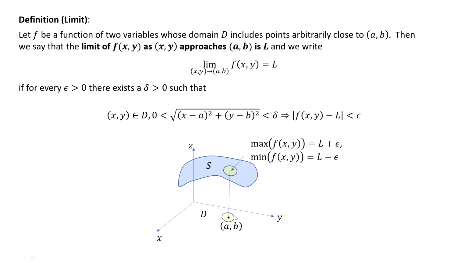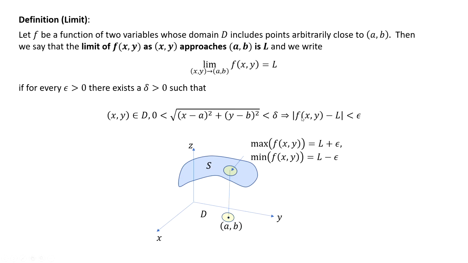Then what must happen is, for every point in this circle, if we look at what f of x y is, the maximum value of f of x y there must be L plus epsilon, and the minimum value must be L minus epsilon. Okay, two things. Where did this maximum equal to L plus epsilon come from? Where did I get that idea from?